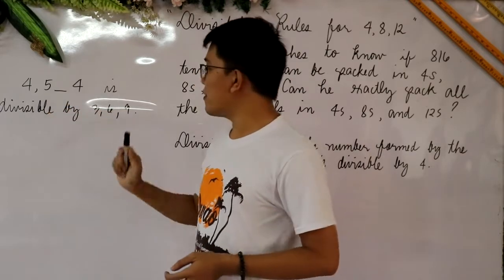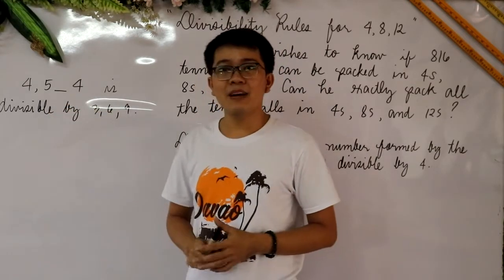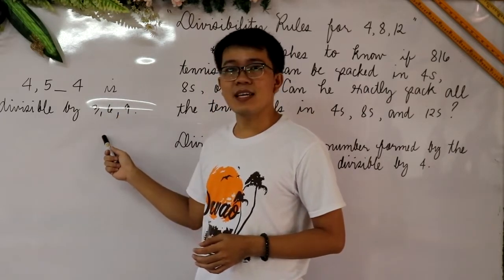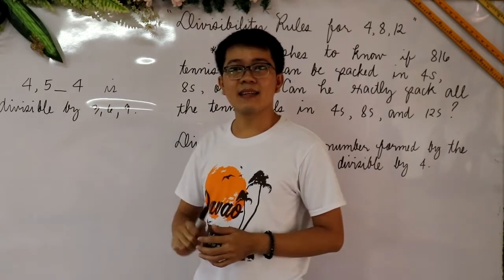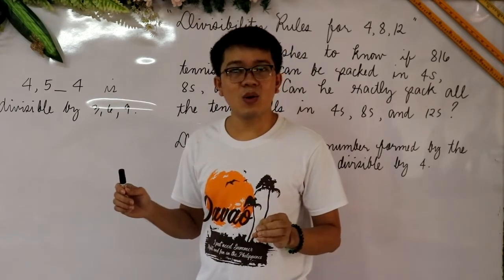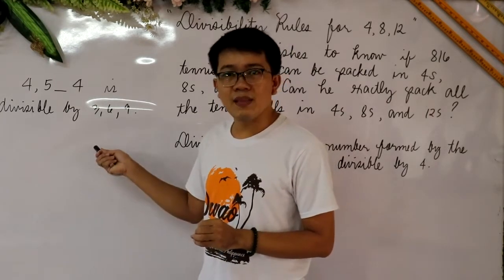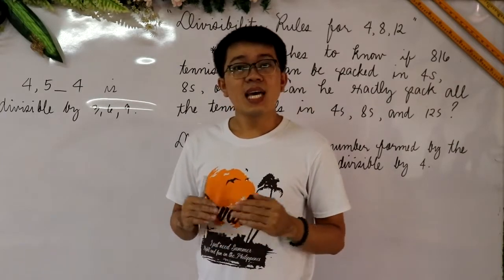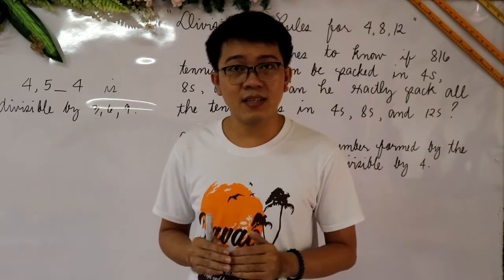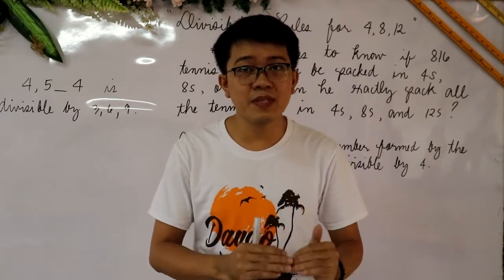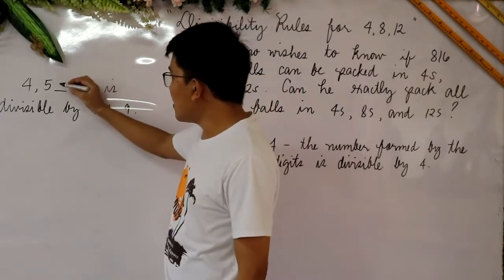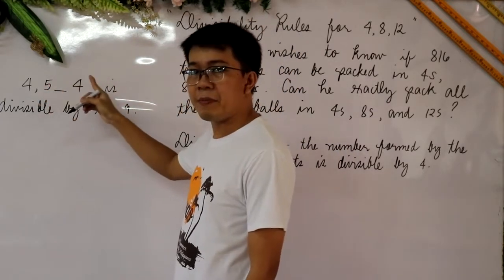It's 4,500 blank 4 is divisible by 3, 6, and 9. Now what do you think is the missing digit? The smallest or the least missing digit to make the statement true. Since we're looking for the smallest or the least missing digit, we always have to start from 0. Shall we try? Alright. So I have here 4,500 blank 4.